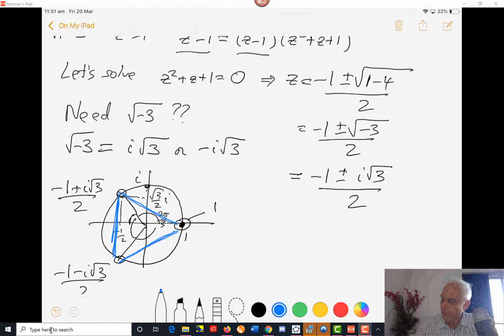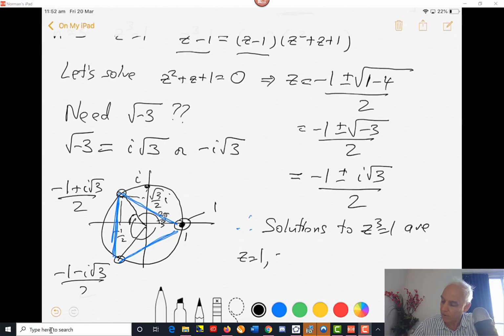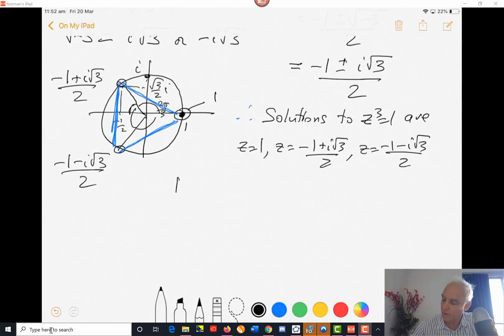So to summarize what we've done, we have found therefore that the solutions to z cubed equals 1 are z equals 1, z equals minus 1 plus i root 3 on 2, and z equals minus 1 minus i root 3 on 2. And these form an equilateral triangle in the unit circle.